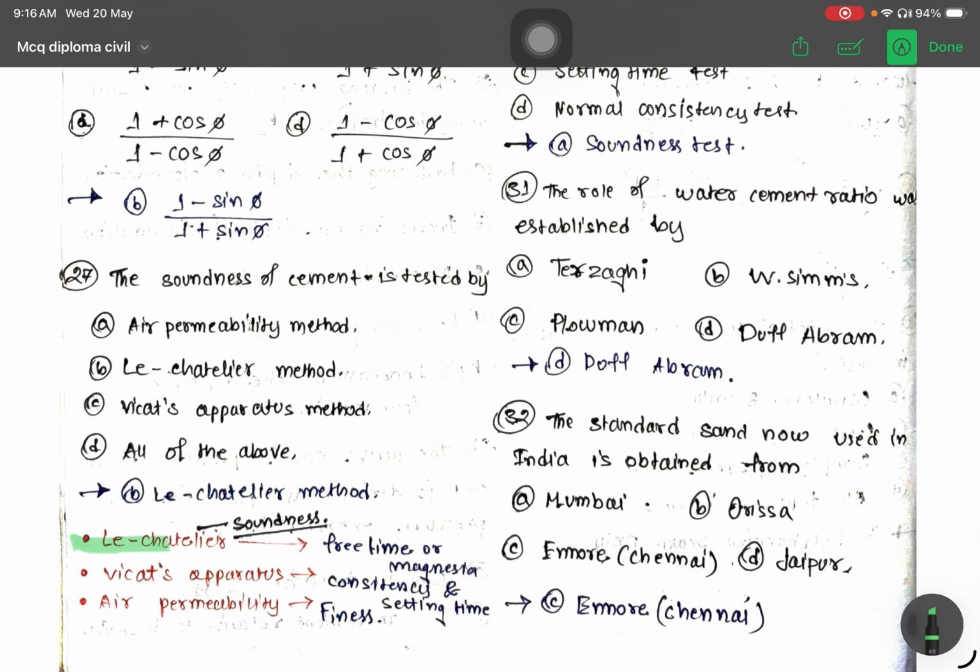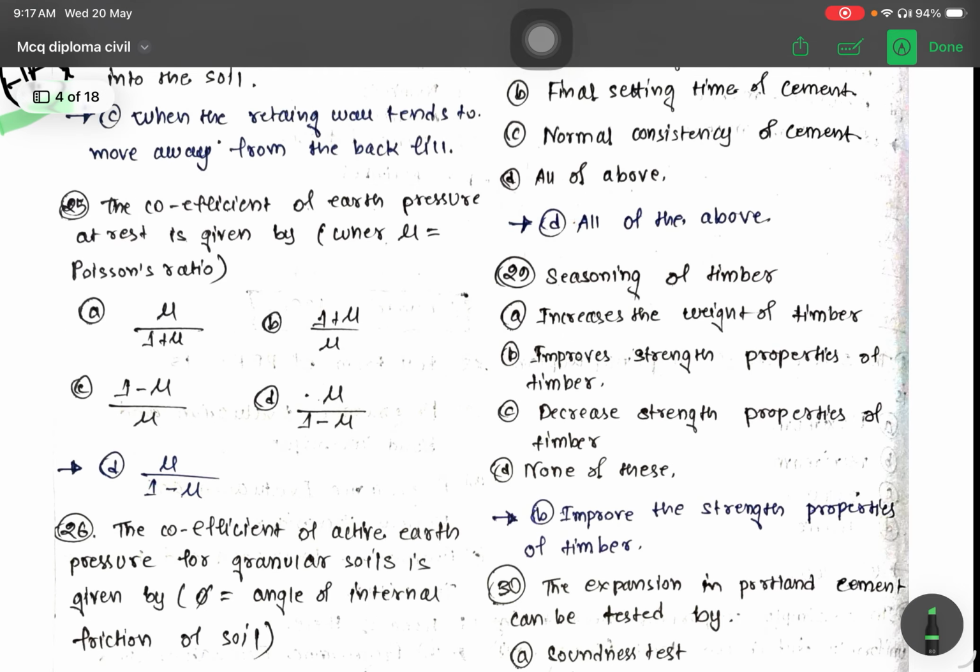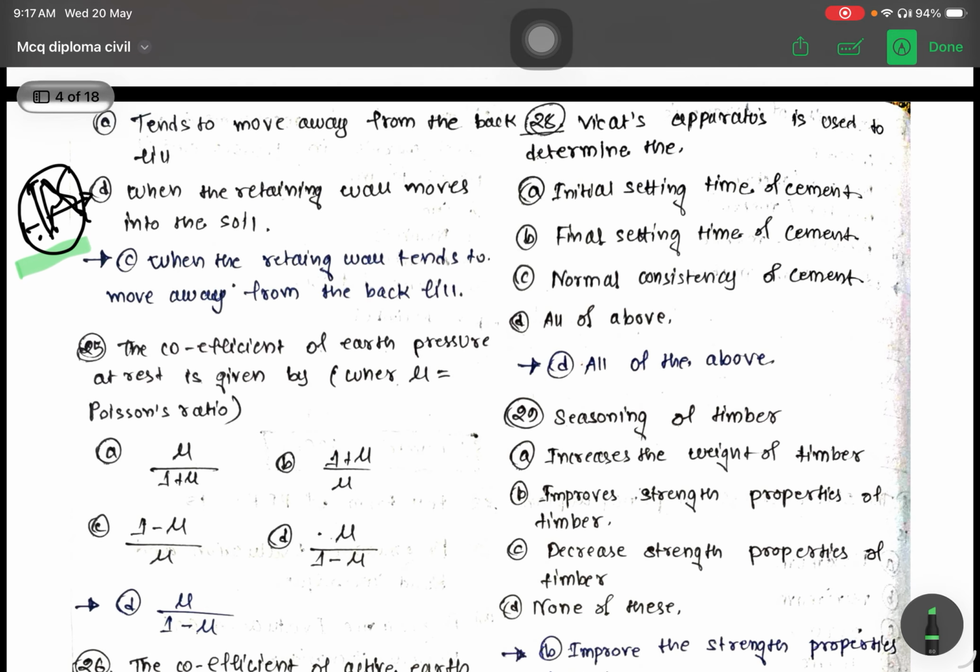Le Chatelier apparatus is used for free lime or magnesia content, which is used for the soundness test. Vicat apparatus is used for consistency and setting time. Air permeability is used for fineness. Vicat apparatus is used to define the initial setting time and final setting time. All of the above are correct.